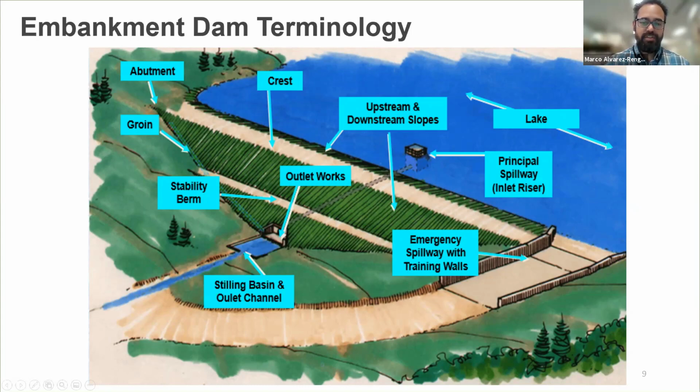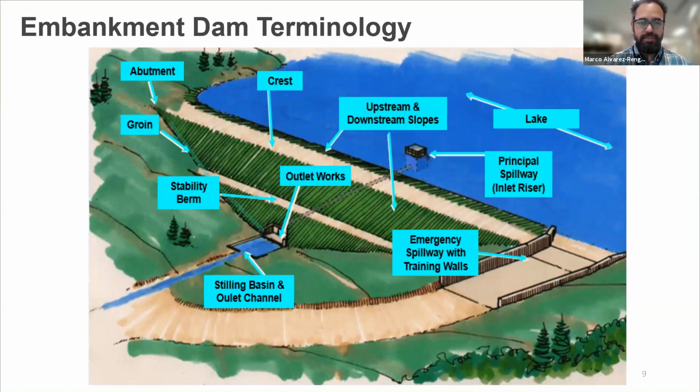The crest is the top of the dam. We have the abutment areas, which are considered natural ground. The groins are the contact between the embankment and the abutment and natural ground. We also have an emergency spillway at the bottom of the picture, which controls water level in case of unusual loads and is designed to avoid overtopping of the dam.